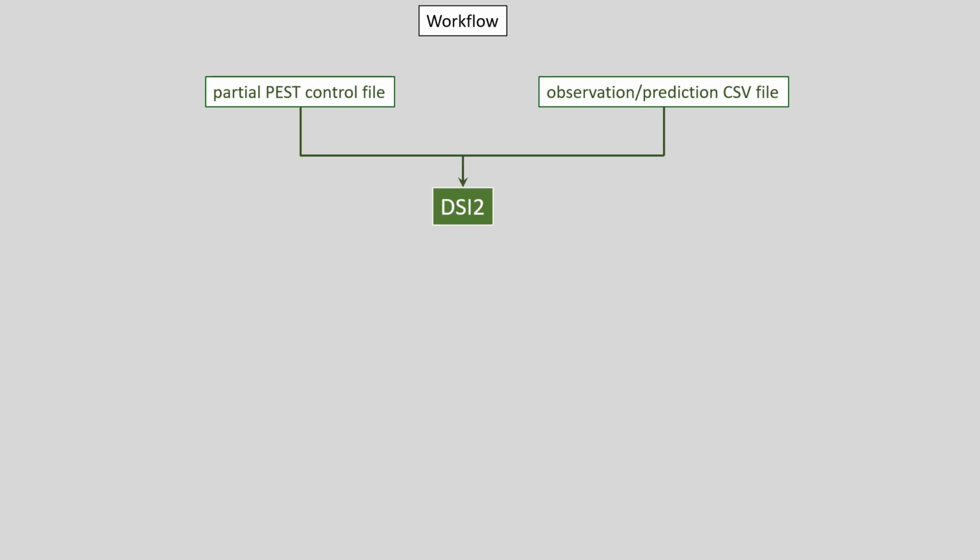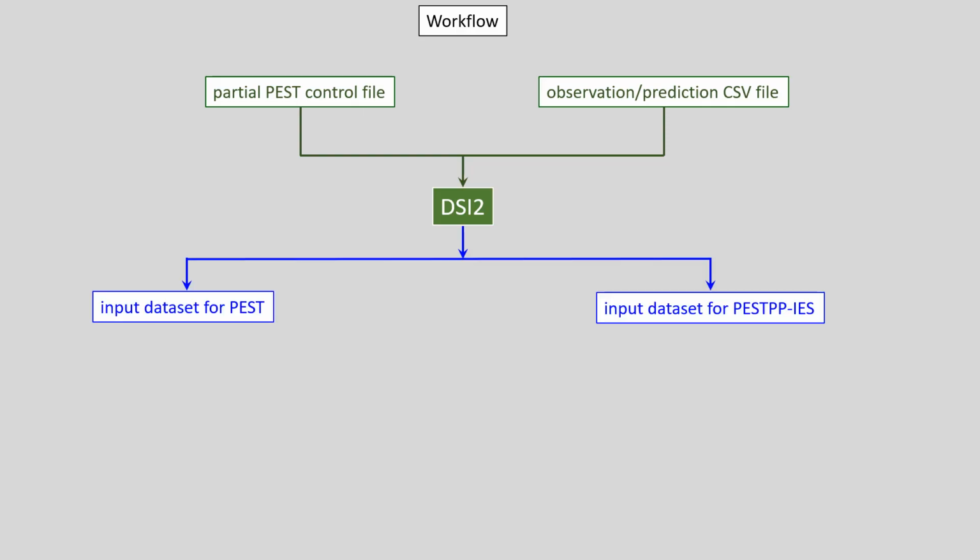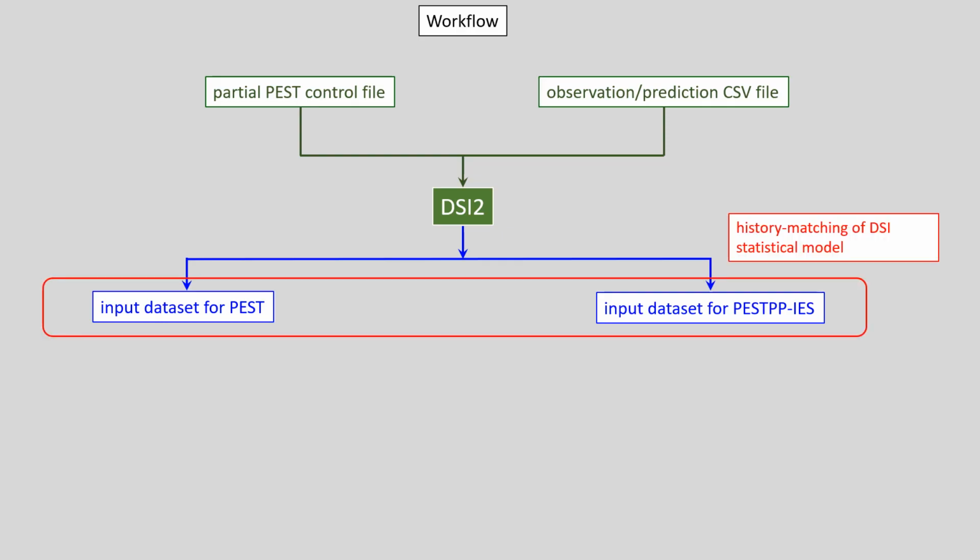Program DSI2 reads both of those files. It then builds two PEST input data sets, two PEST control files, as we'll see. These files are very similar, but one of them is used for the running of PEST and the other is used for the running of PEST PPIES. These PEST control files are what we use to subject the DSI statistical model to history matching.